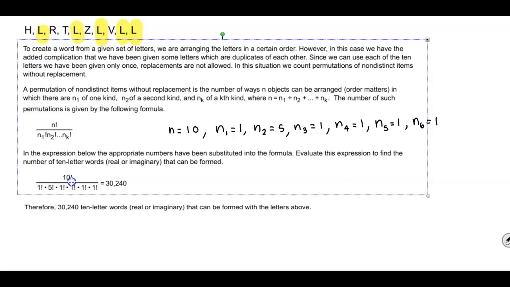So we have 10 factorial divided by 1 factorial times 5 factorial times 1 factorial times 1 factorial times 1 factorial times 1 factorial, which eventually gives you 30,240. So keep in mind here that our formula would have been the following. It would have been n factorial, and when we count up how many letters we had, n1 factorial times n2 factorial times n3 factorial times n4 factorial times n5 factorial times n6 factorial.